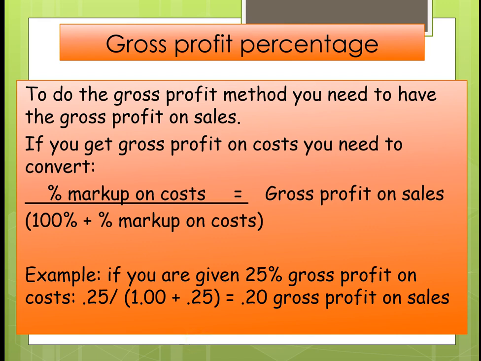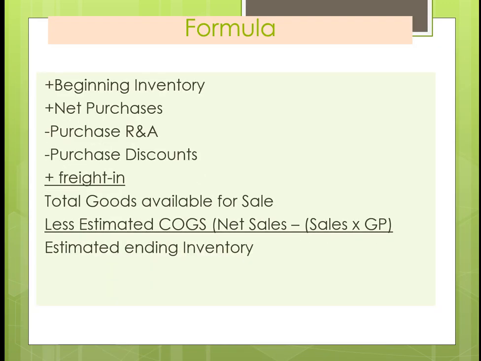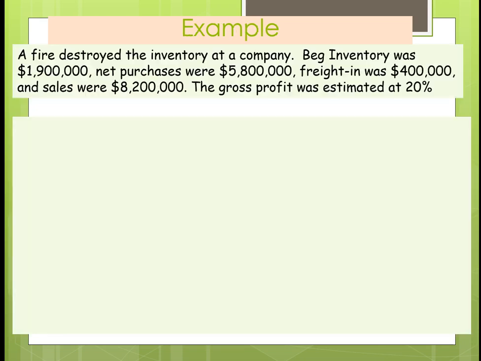So now let's do an example. But first, let's look at the formula. If you just write down the formula and just plug in the numbers, you'll get exactly the correct answer. So, you always start with beginning inventory plus purchases minus purchase returns minus purchase discounts plus freight in. Remember, this is periodic because that's the only time you'd have these accounts. Total cost of goods available for sale less estimated cost of goods sold, which is net sales minus sales times gross profit, gives you estimated ending inventory.